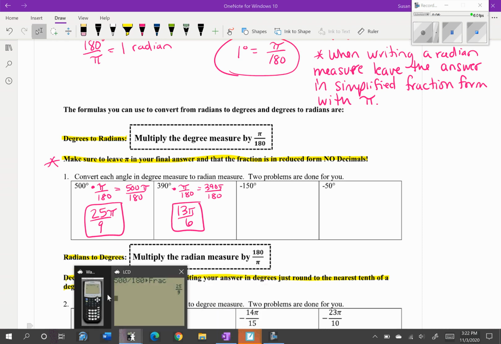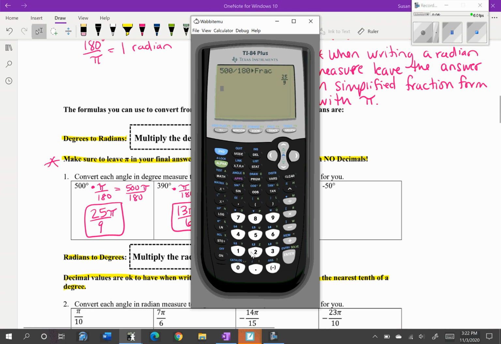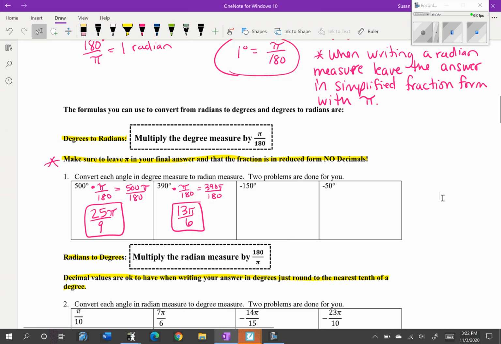So if I go ahead and again plug this in, we have 390 divided by 180, and you can hit the math fraction key to help simplify those fractions. So the next one we have to multiply again by pi over 180. So now I have negative 150 pi over 180. And when I reduce, I get negative 5 pi over 6. So this would be a negative radian measure.